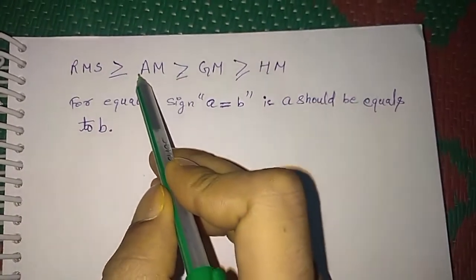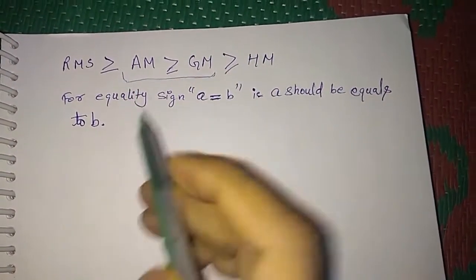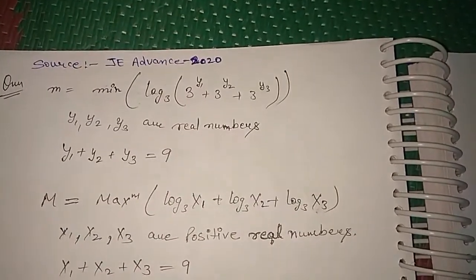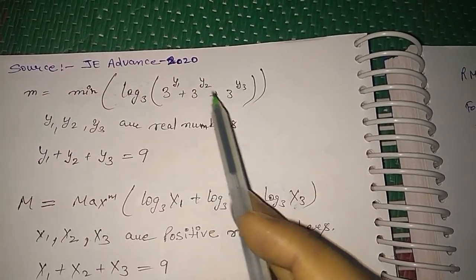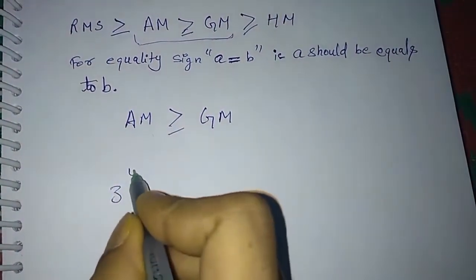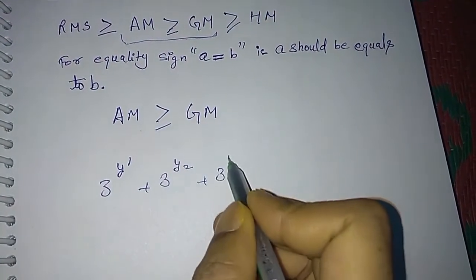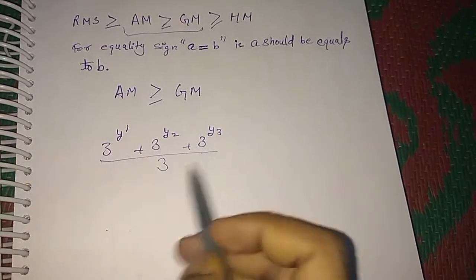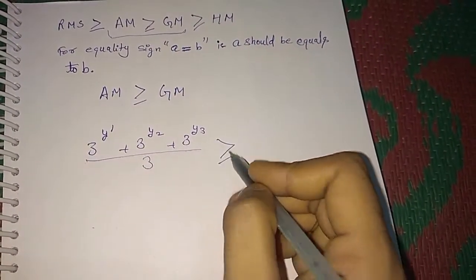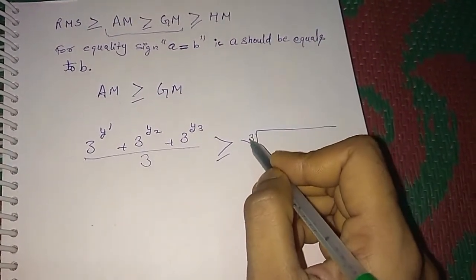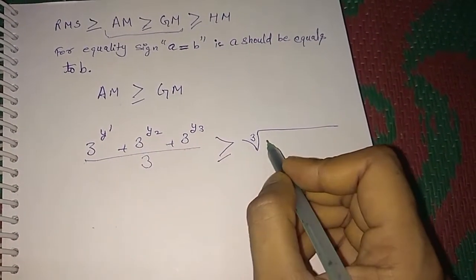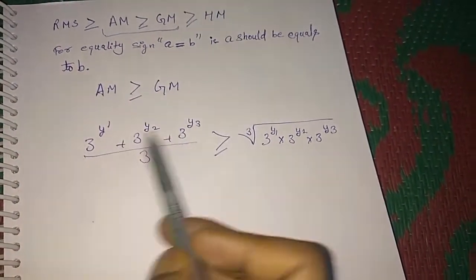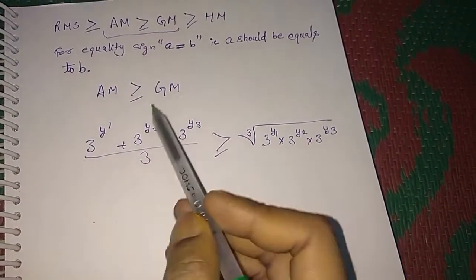For solving this problem, we will use this part of the property of means, that arithmetic mean is greater than or equal to geometric mean. Let's write the data from the question, that is 3 raised to power y1 plus 3 raised to power y2 plus 3 raised to power y3. We have three values here, so the arithmetic mean of the three values will be this sum upon 3. The geometric mean for this data will be the cube root, because there are three points, of 3 raised to power y1 into 3 raised to power y2 into 3 raised to power y3. So this is the arithmetic mean, which is greater than or equal to the geometric mean of the same values.